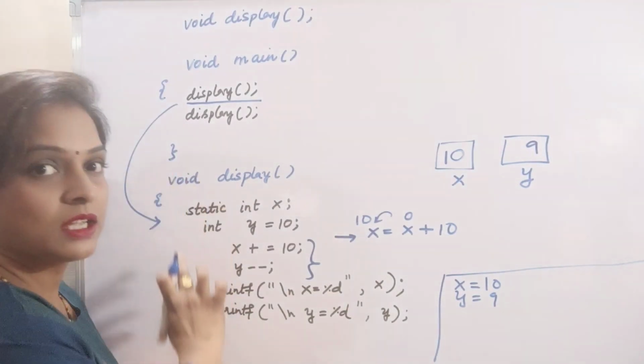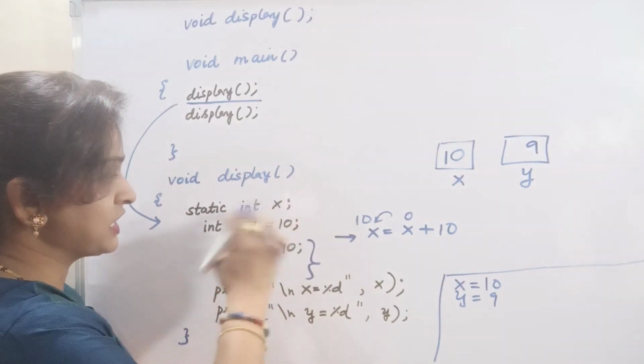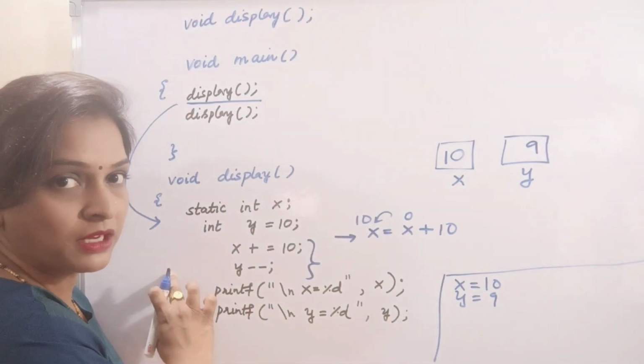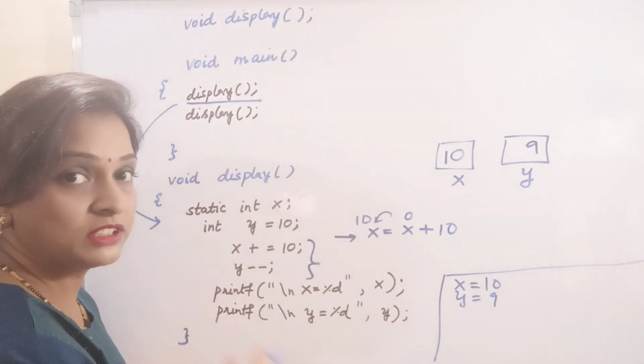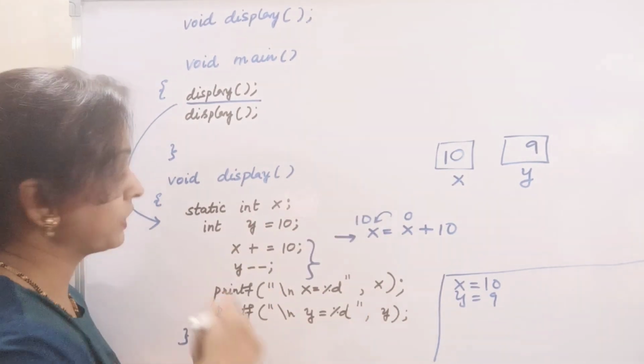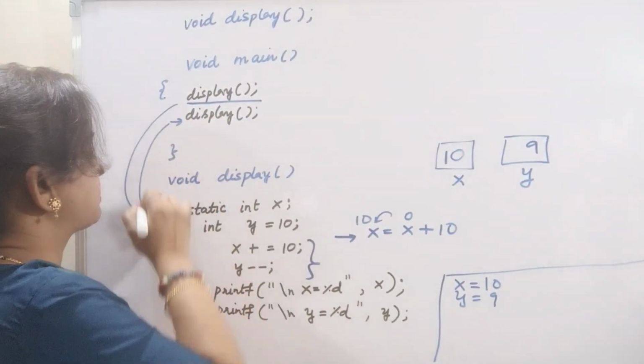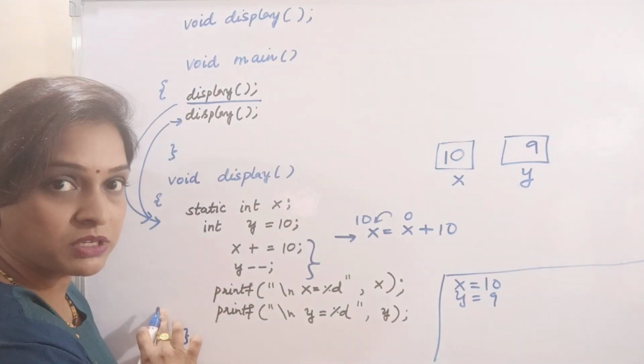And the scope of this static variable x is only within this block. But the lifetime is throughout the program. How is the lifetime throughout the program? Let's see now. So we'll get back to this, and once again the control to this. Once again I will call the display function. I'll come back to display function once again.